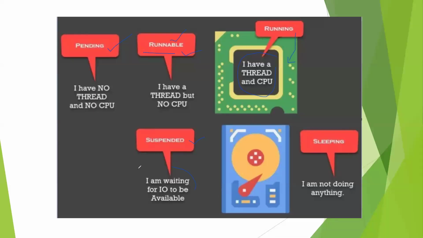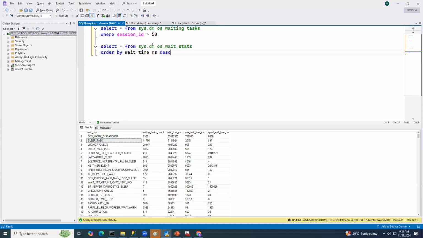Suspended is basically waiting for some resources. It can be anything, IO, whatever, it is in the suspended state. Sleeping session: I am doing nothing. The thread has executed and completed its execution and it is kind of idle.